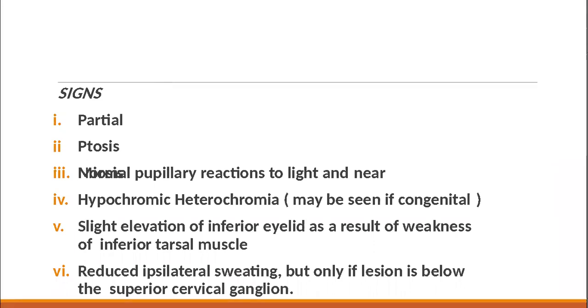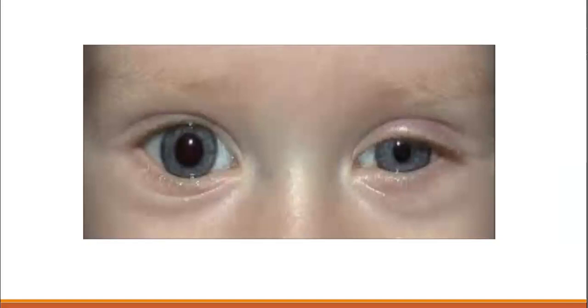So what happens in Horner syndrome? Usually there is a slight amount of ptosis because the tarsal muscle, the Muller's muscle, is supplied by the sympathetic nerve. So it will not constrict and there will be slight ptosis, and there will be normal pupillary reactions to light and near, and there will be constriction of the pupil basically. There may be color change in the iris and slight elevation of the inferior eyelid as a result of weakness of the inferior tarsal muscle, and there will be reduced sweating on that side only if the lesion is below the superior cervical ganglion. So this is a Horner's pupil, friends, in the left eye.